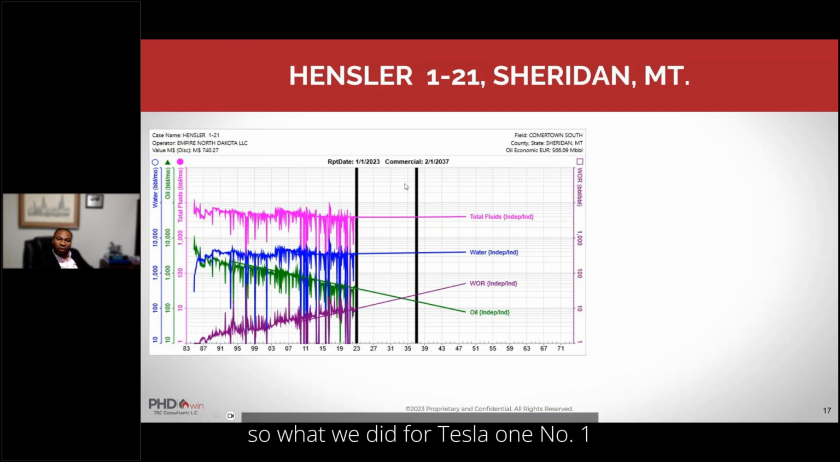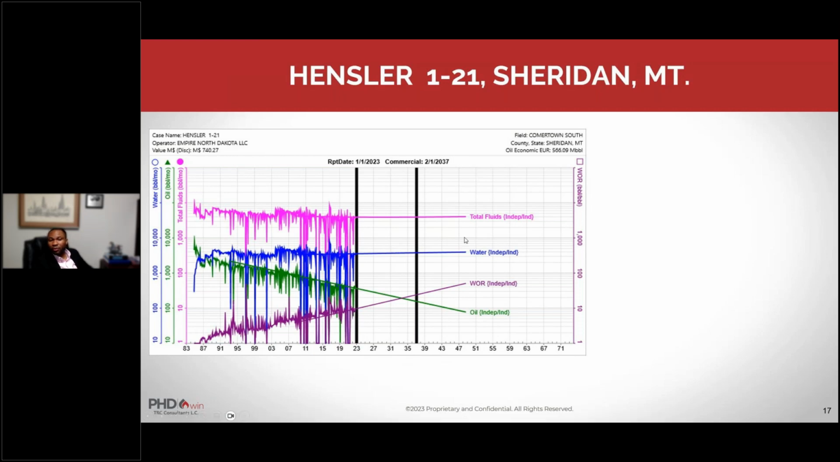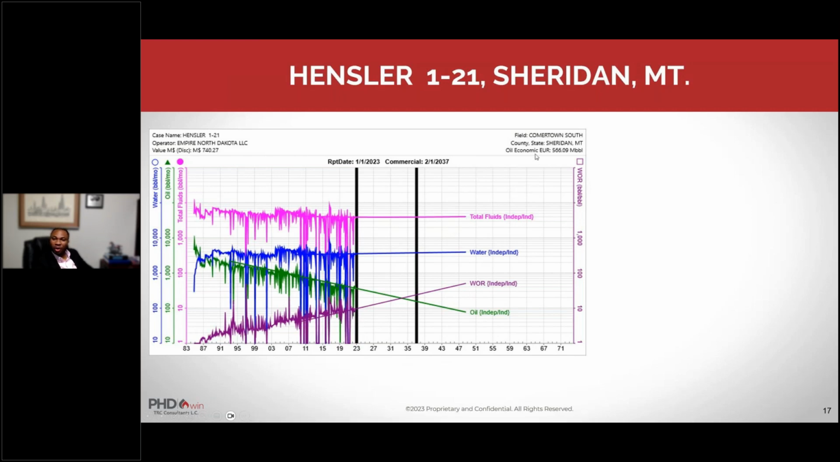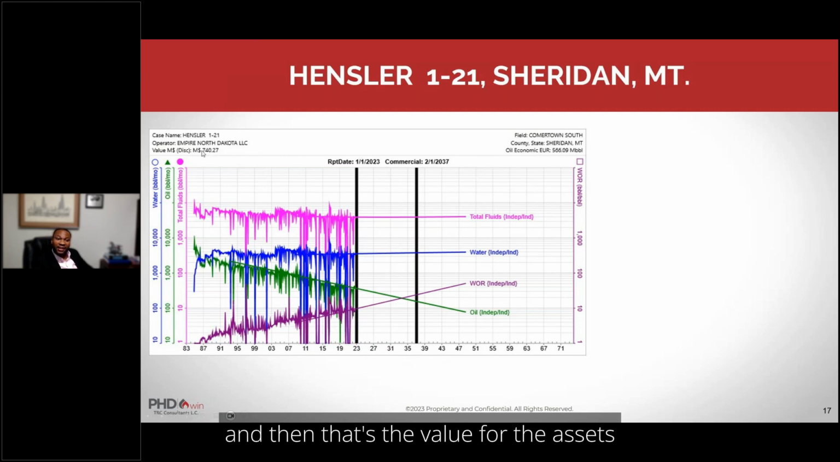For Hensler well number 1, and for all the cases, we applied the Arps decline model to forecast the oil production. Then we also put a forecast on the water production. With both forecasts, we can see that the water-oil ratio is still trending up. We calculate the water-oil ratio and then the total fluid values. So right now we see that the economic EUR has gone up, and that's the value for the asset.